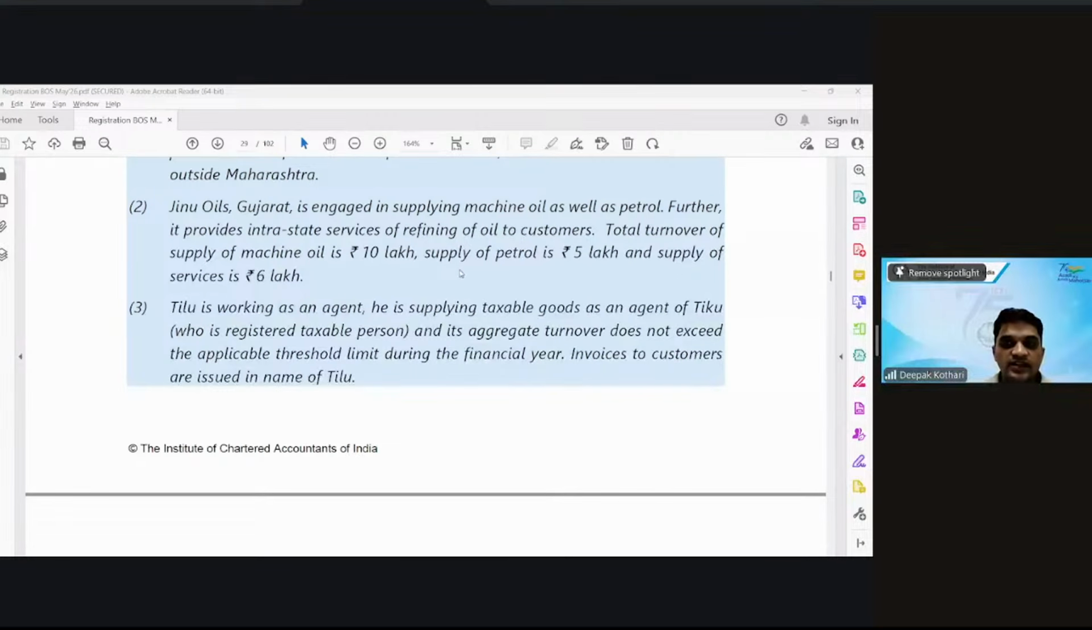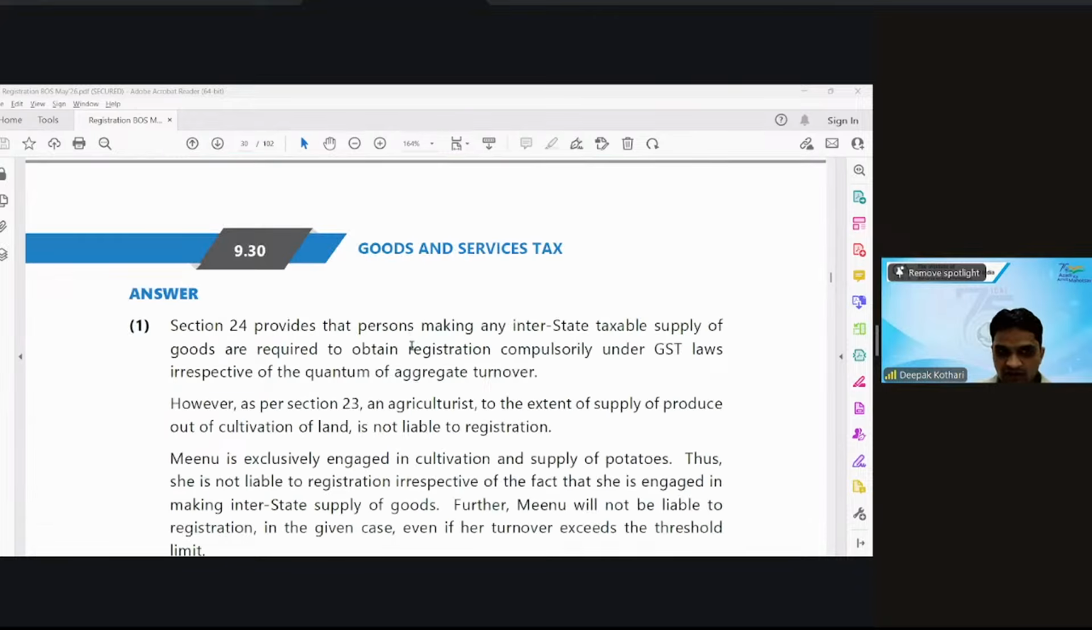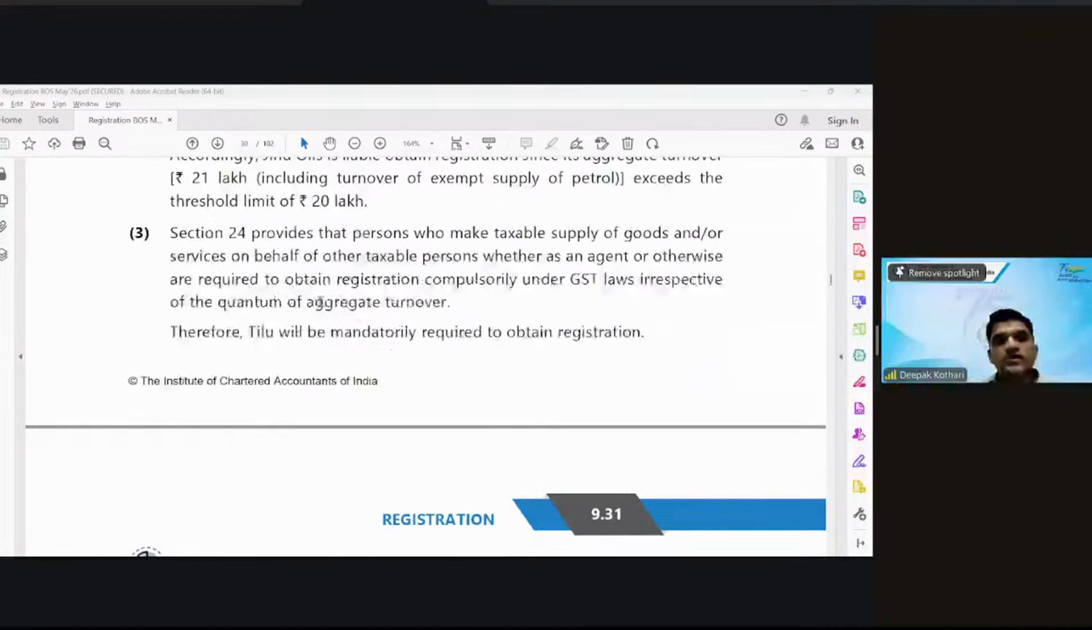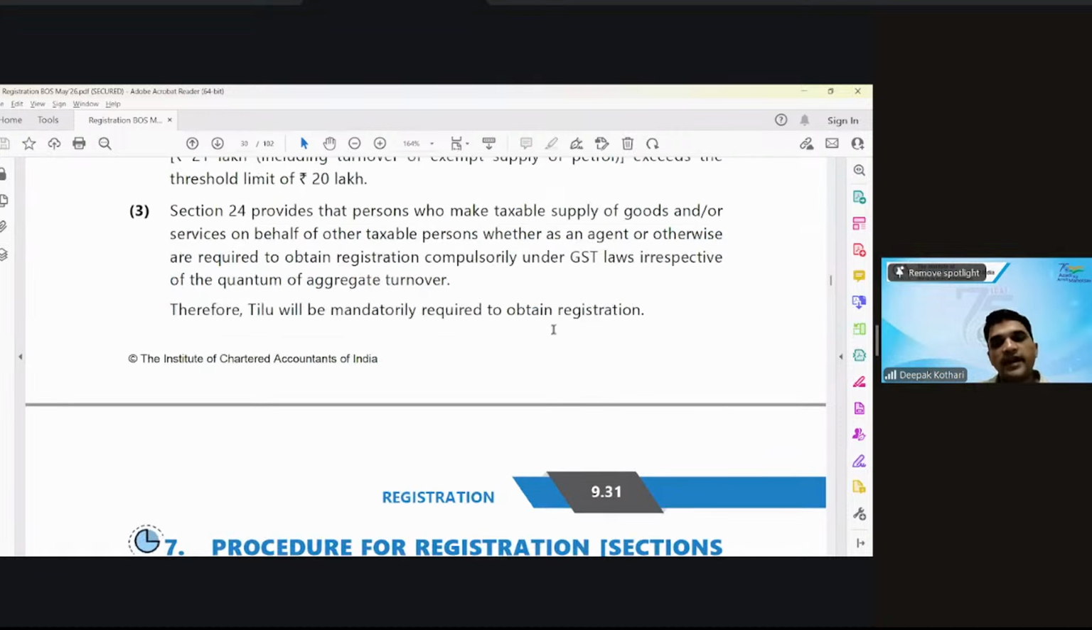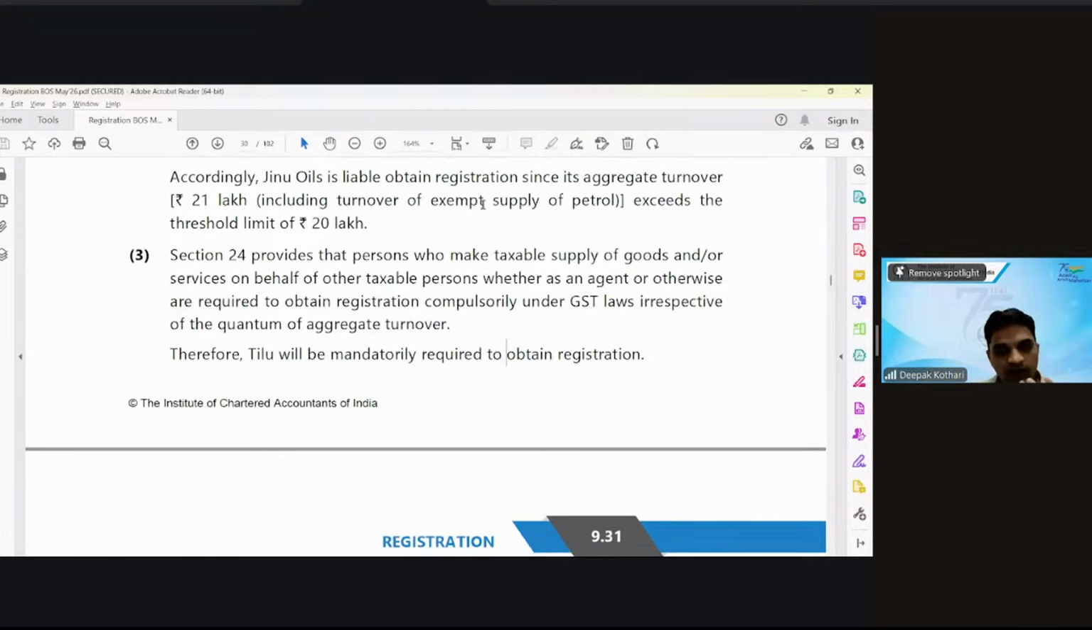Required, as he's an agent, it's compulsory. That's not the correct answer. Section 24 provides that a person who makes taxable supply of goods or services on behalf of another taxable person, whether as an agent or otherwise, is required to obtain registration. Therefore, TILU will be mandatorily required. Correct. So your answer is correct, Adil. That is an agent, so compulsory required.